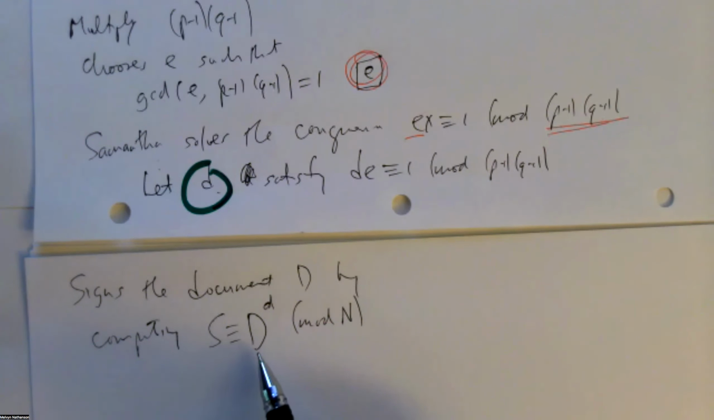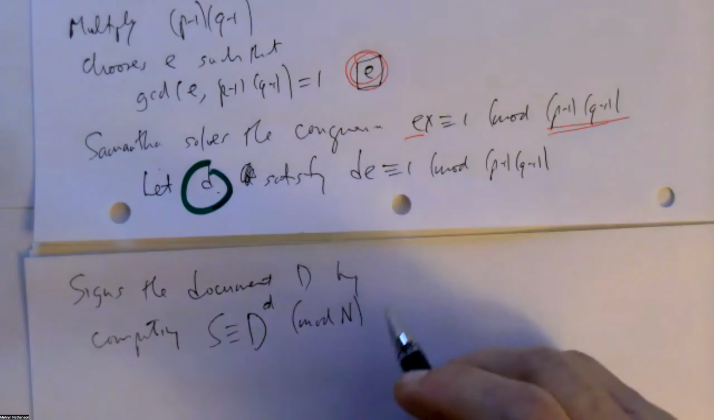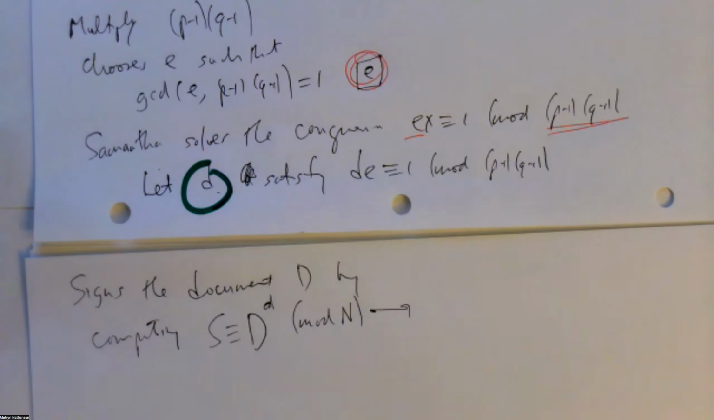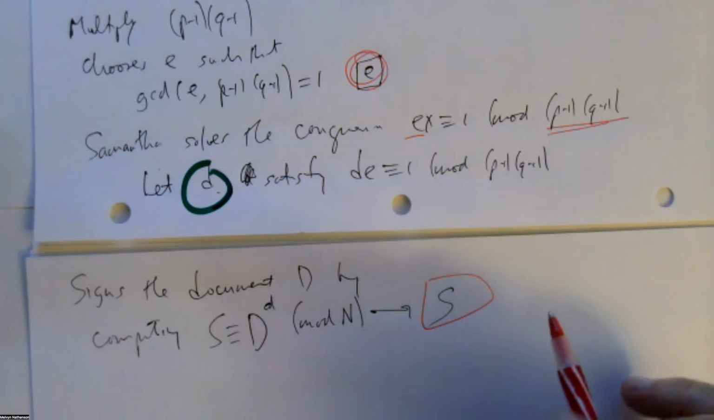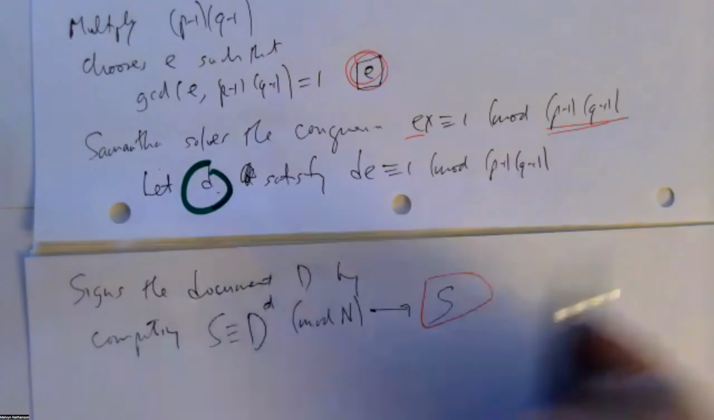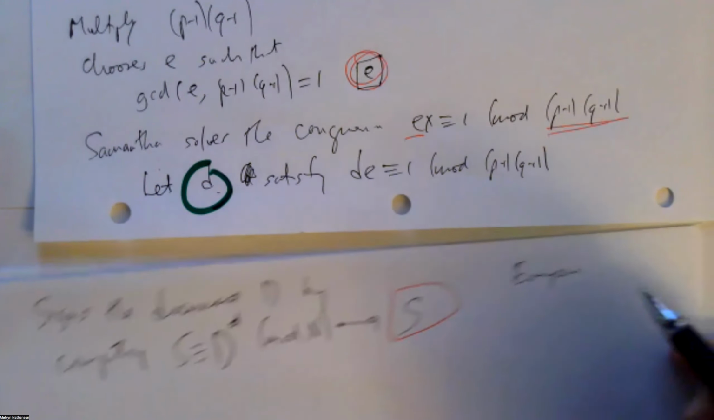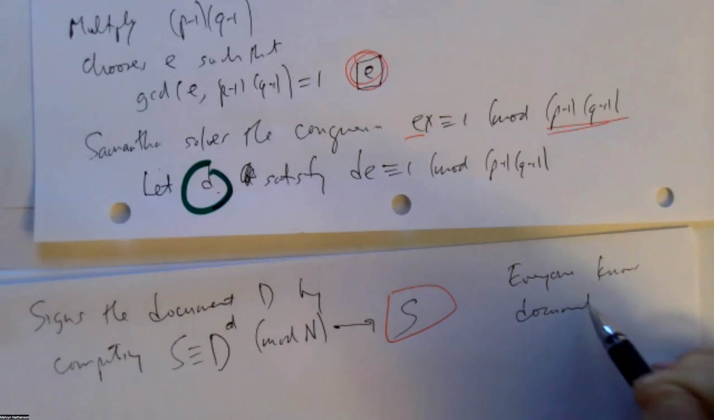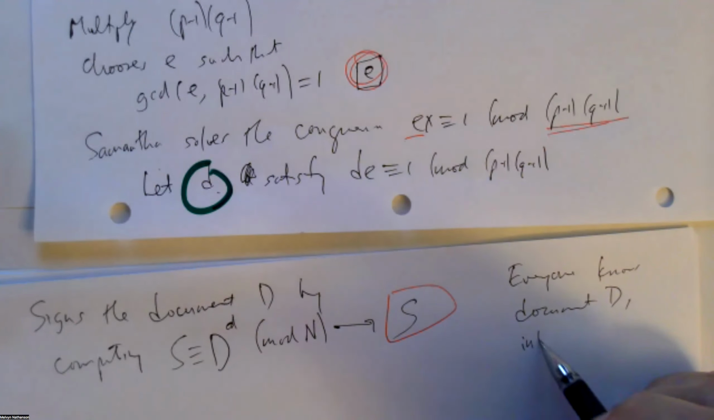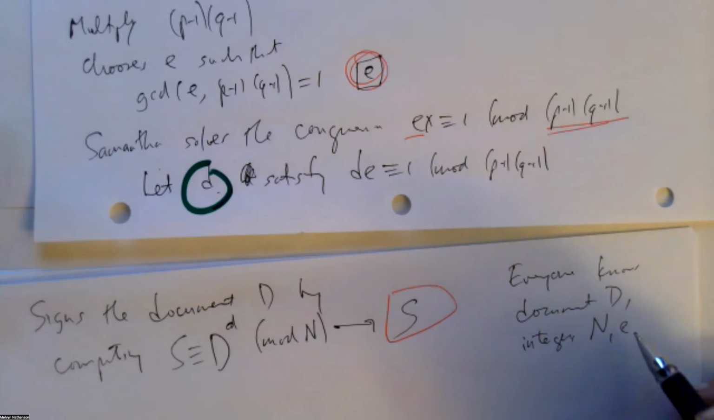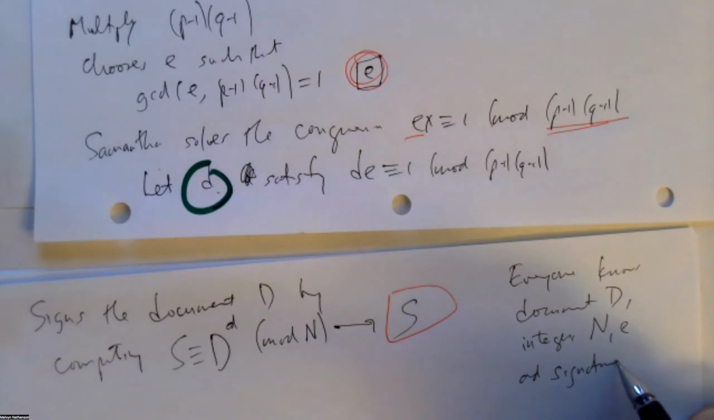So D is the document. Everyone knows that. n is a modulus. Everyone knows that. Little d is a secret number that only Samantha knows. She takes capital D, raises it to the power d, takes that number, and reduces it mod n. That's the signature S, and she sends S out into the world. She publishes S. So what the world knows, and Victor in particular, so everyone knows the document D, the numbers n, e, and the signature S.